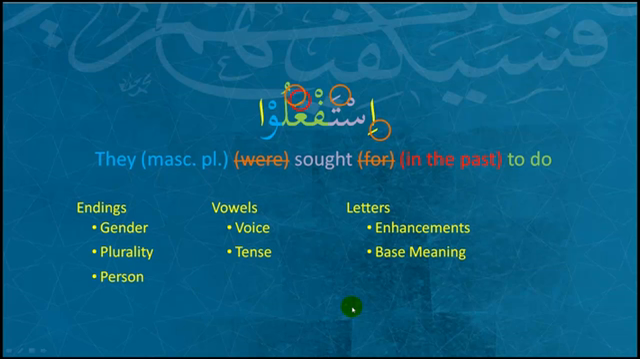And last time we got started with verbs by learning how much meaning a single verb has. That one word gives us all 7 aspects of a verb's meaning: gender, plurality, person, voice, tense, enhancements, which is something we don't have in English, and of course the base meaning. So you don't have to say they, masculine, sought, help. No, just one word gives it all to you.